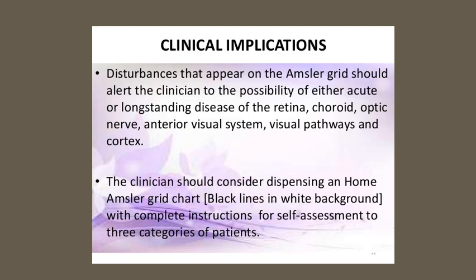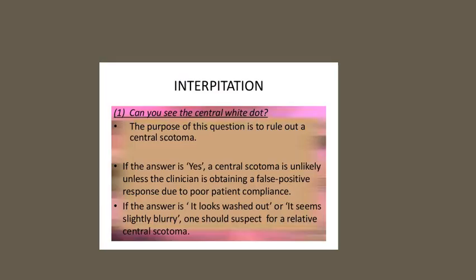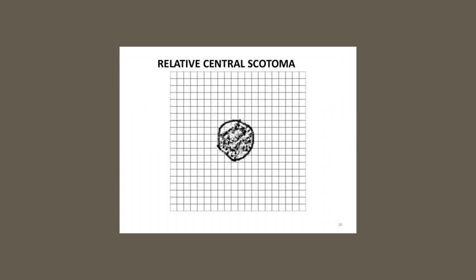So, how do we interpret the findings on an Amsler grid? We have to ask some questions, and according to the patient's answer, we have to proceed. First of all, you have to ask your patient, can he or she see the central white dot? If your patient can see the central white dot, then a central scotoma is unlikely to be present. But if the patient says the central dot looks washed out or blurry, then we can suspect a relative central scotoma. This is how the relative central scotoma looks to your patient.